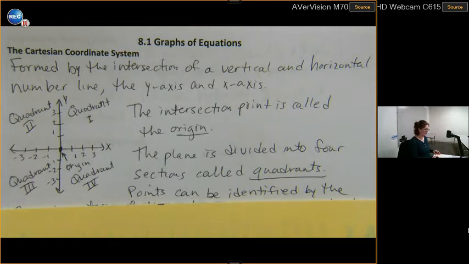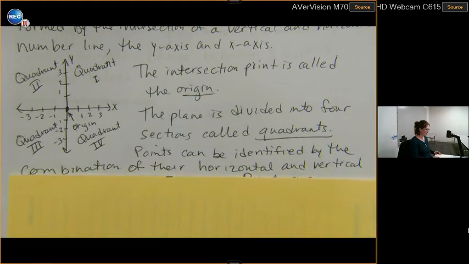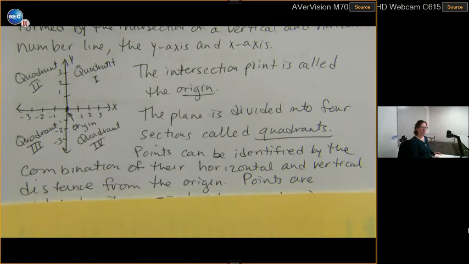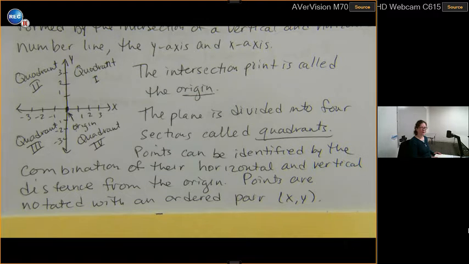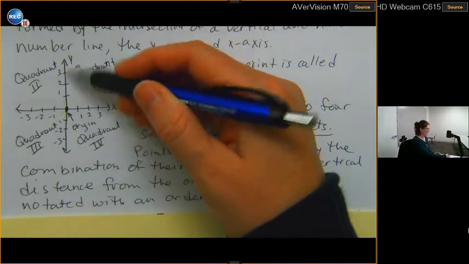So the quadrants are commonly represented with Roman numerals, but you can write them as just regular 1, 2, 3, 4. Points on the Cartesian coordinate system can be identified with a combination of their horizontal and vertical distance from the origin. Points are notated with the ordered pair x, y. X measures the horizontal change or movement from the origin, y represents vertical.